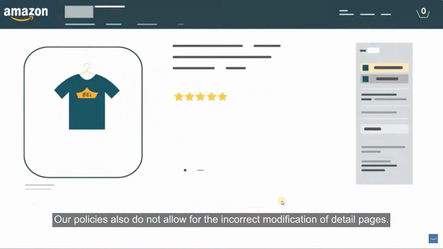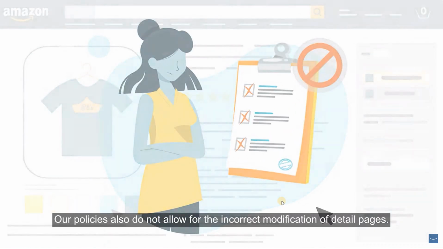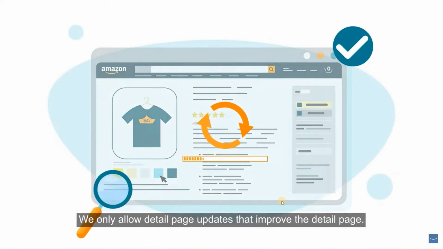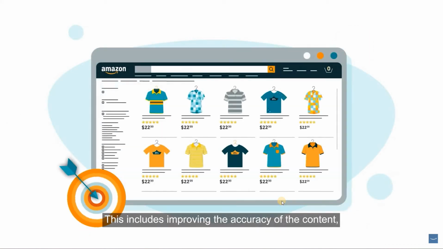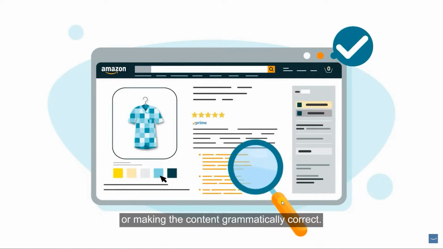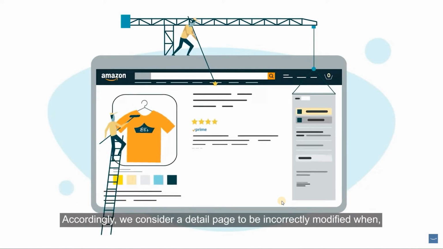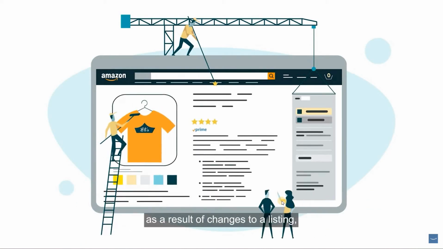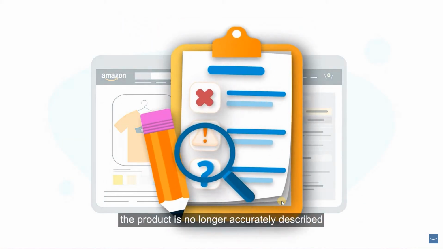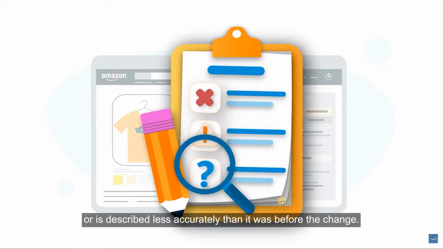Our policies also do not allow for the incorrect modification of detail pages. We only allow detail page updates that improve the detail page. This includes improving the accuracy of the content or making the content grammatically correct. Accordingly, we consider a detail page to be incorrectly modified when, as a result of changes to a listing, the product is no longer accurately described or is described less accurately than it was before the change.